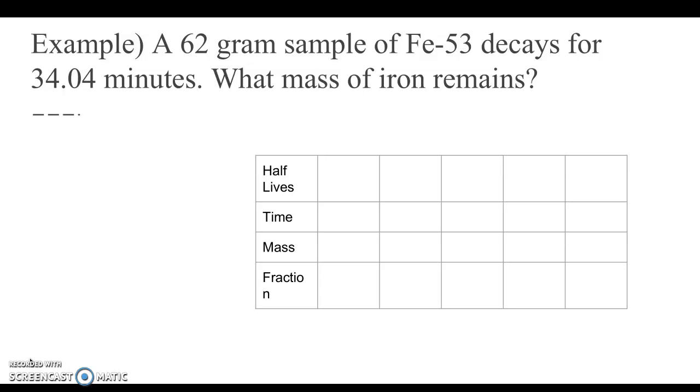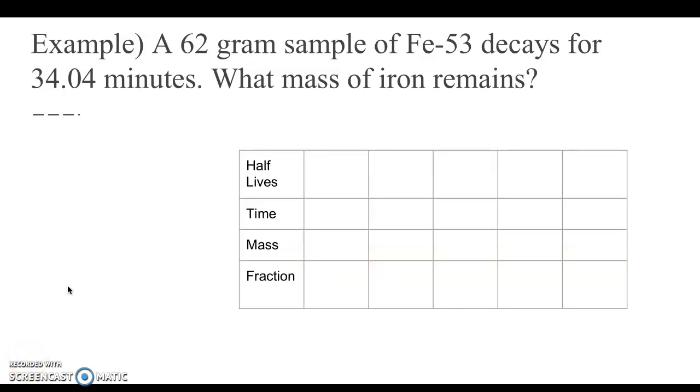A 62-gram sample of iron 53 decays for 34.04 minutes. What is the mass of iron remaining? So if you take a look, this is the table we're going to use for each of these problems. It has 4 categories: half-lives that pass, the time that passes, the amount of mass that decays, and the fraction remaining of that sample. Key pieces of information from the actual question: our starting mass is 62 grams.